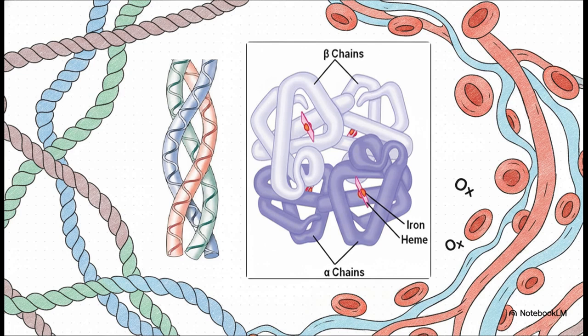Take collagen, for example. 3 distinct chains twist together like a mighty rope to provide incredible structural strength for your skin and bones. Then there's hemoglobin, which combines 4 distinct chains to form a complex molecular carrier perfectly designed to transport life-giving oxygen through your bloodstream.